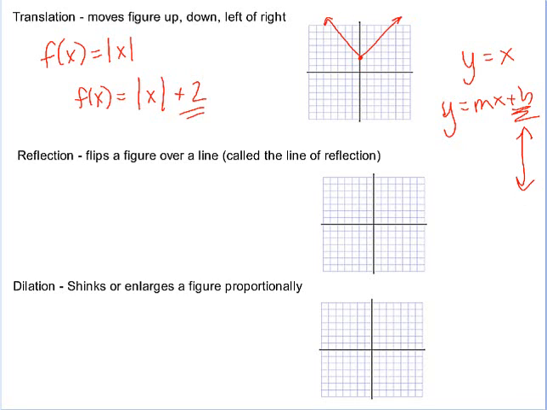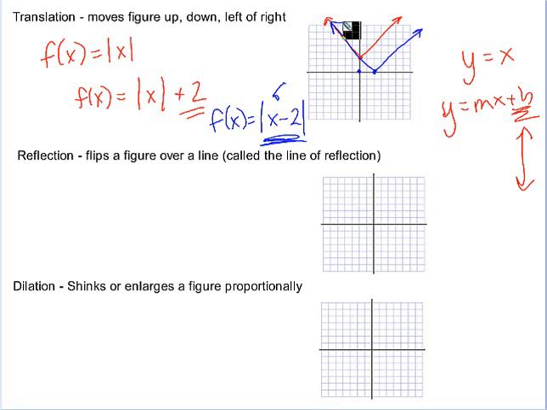Okay? Similarly, we could have f of x is equal to the absolute value of x minus 2. Okay? When we are inside here from the x, that's referring to where we're starting. So instead of starting at 0, 0 for our x, we need to just shift over 2. So here we're starting at 2, and then we would graph that function. Okay, so translation, it's going to move it up, down, left, or right.